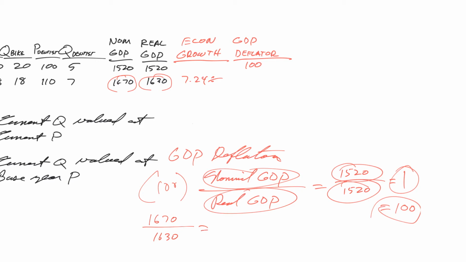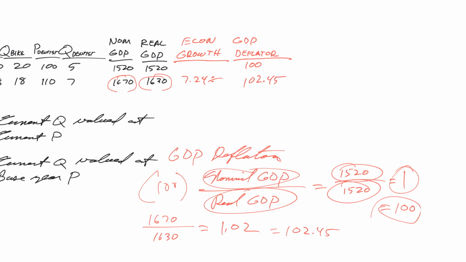Okay, here we go. 1670 divided by 1630. And we get 1.02. Again, we multiply by 100 to convert to a percentage. So we just hit times 100. And we get 102.45. There's the GDP deflator for year 2.